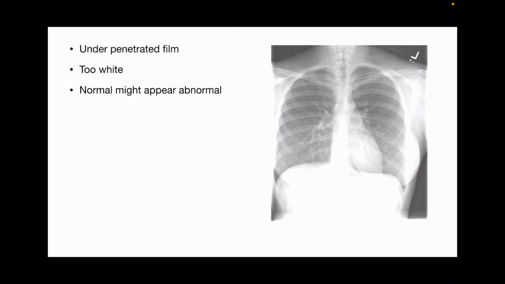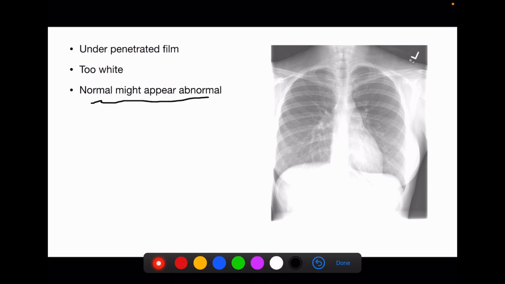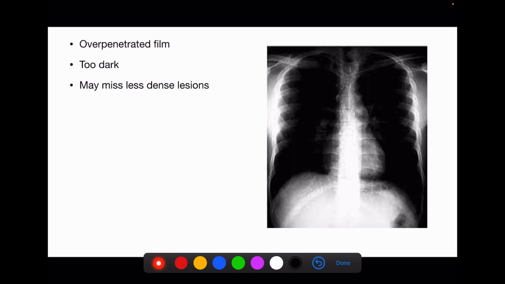Because it's too white, what is normal might appear abnormal. As in, you might see that there are some opacities here, but they are not actually opacities. That is because the film is underpenetrated and too white that you might mistakenly take something which is normal as abnormal. So that is the problem here. And the next one is overpenetrated film.